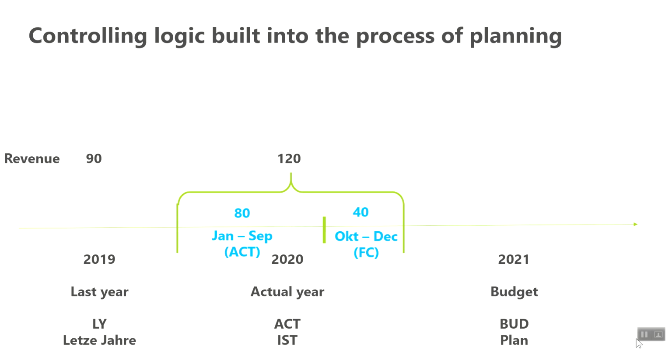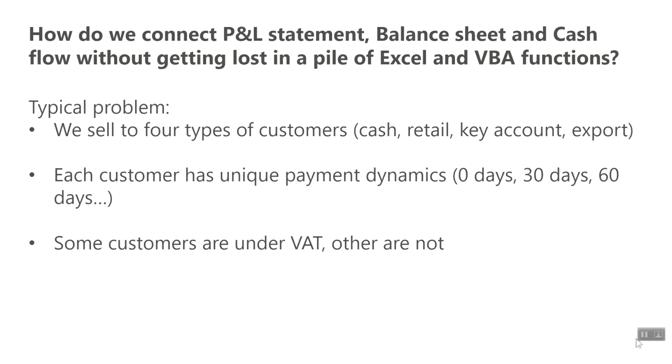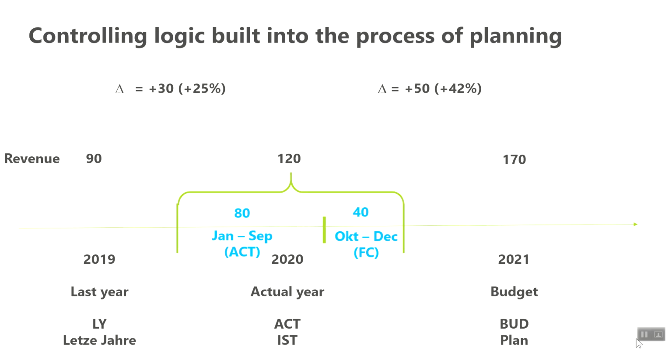From the reporting side, we see the variance of plus 30 in this period, or plus 25%. And this forecast of 120 is the basis that we use for budgeting for the next year. We plan the budget for the next year to be 170, which is then the variance of plus 50 or 42%. The whole process is built into the software, and this is the whole logic of planning that we use when we use the software.